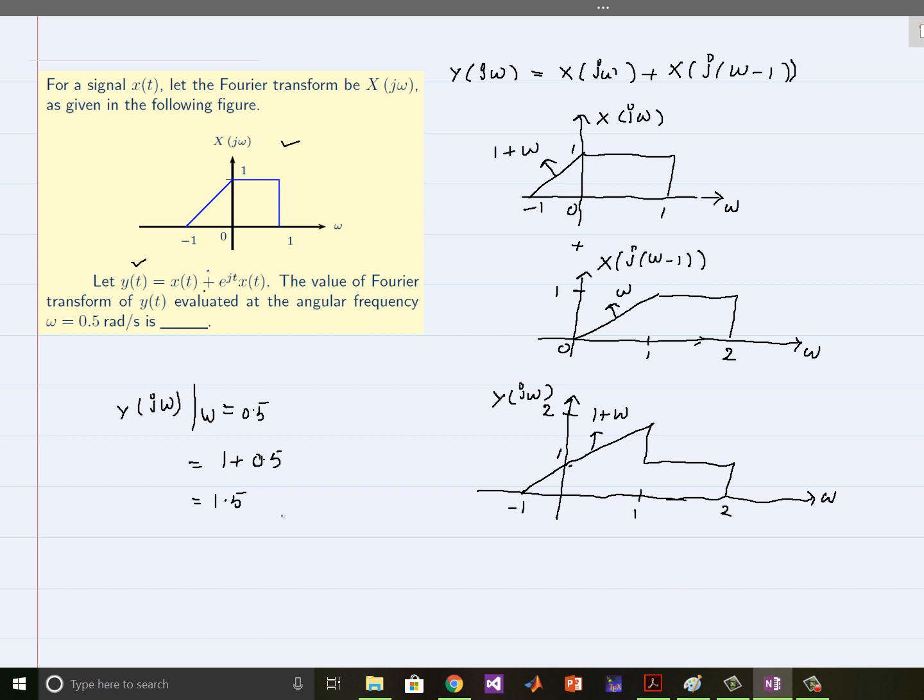So I hope this problem helps you in understanding the concepts of linearity and frequency shifting. Thank you.